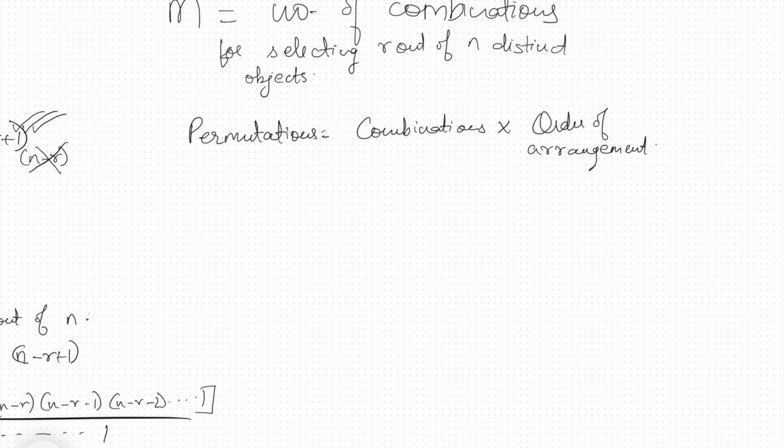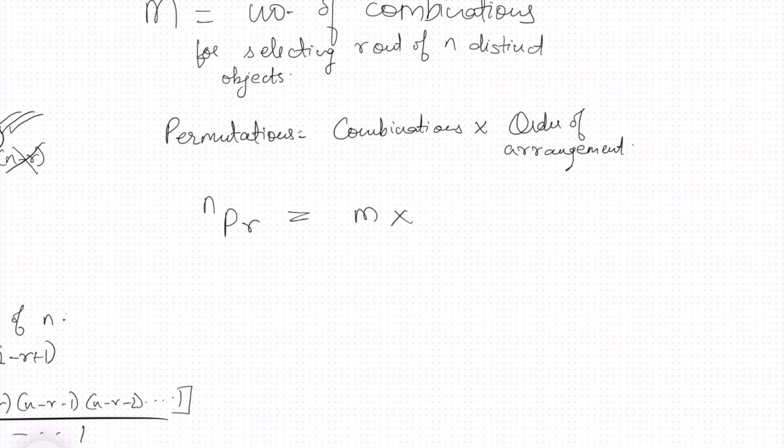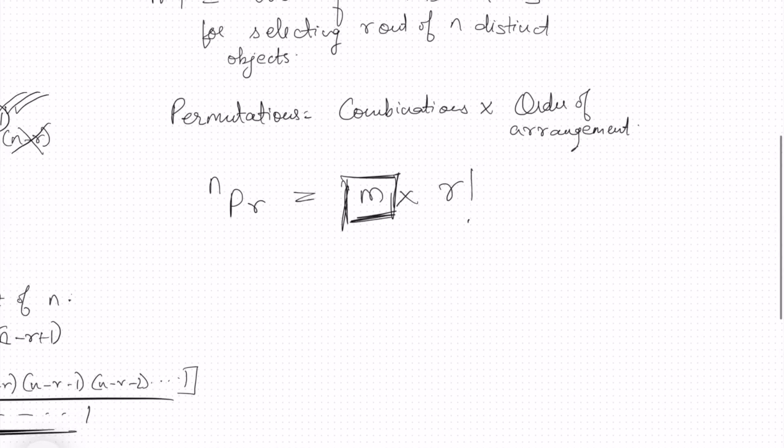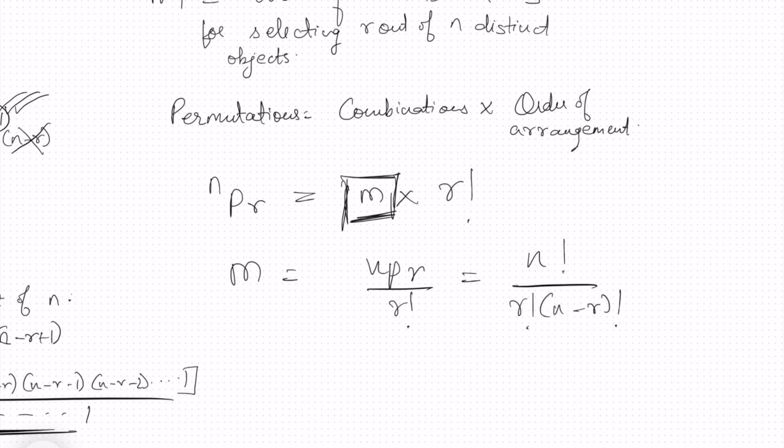So the number of permutations, that's nPr, equal to m into the order of arrangement of r objects in r places. No, it won't be n here, because I've already selected r out of n objects through the number of combinations, and now I have to arrange those r objects in r places, which we've already seen in the last lecture is r factorial. So m equals nPr by r factorial, equal to n factorial by r factorial into n minus r factorial.